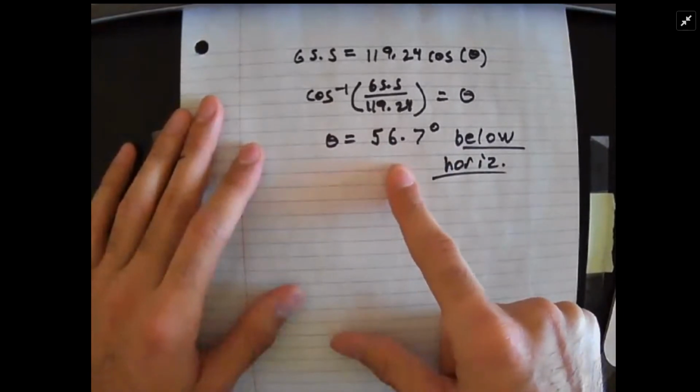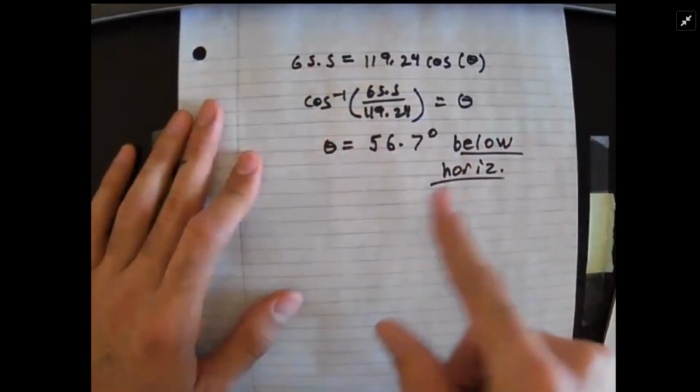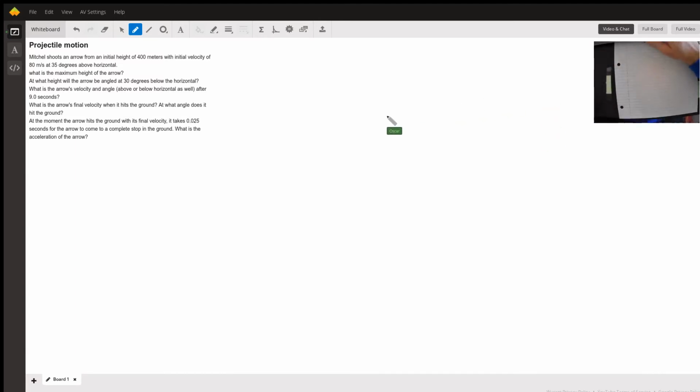If you did this for the y direction and had Vy equals v sine theta and solved for theta, then you would get a negative 56.7. That's verifying this answer right here. And then the last part of the problem, which I actually forgot to do, but we could work it out right here. It takes 0.025 seconds for the arrow to come to a complete stop when it hits the ground. What is the acceleration of the arrow?